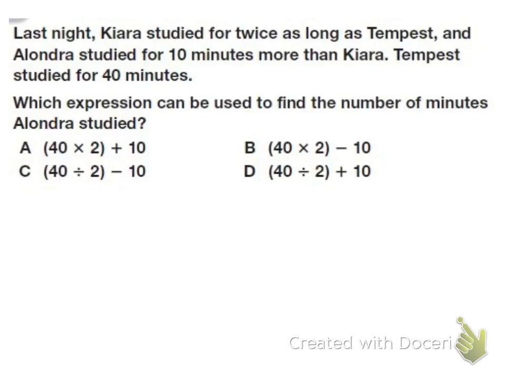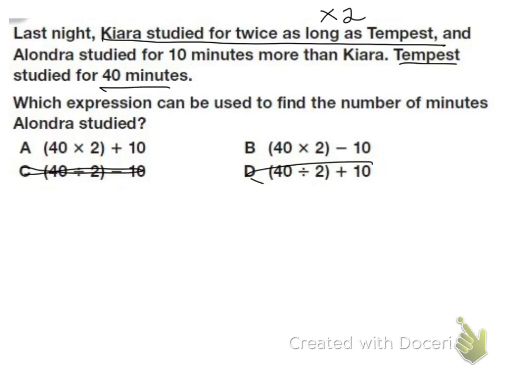So I know Kiara studied for twice as long as Tempest. So Tempest studied for 40 minutes. So I'd have to figure out what 40 and twice as long means: times 2. So I do 40 times 2. So it wouldn't be this one and it wouldn't be this one.